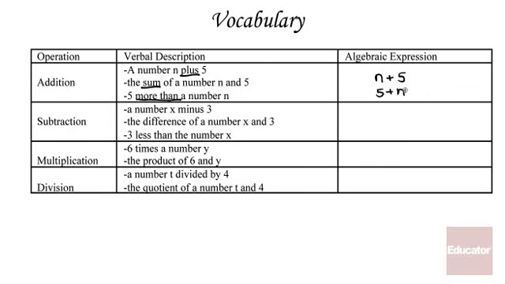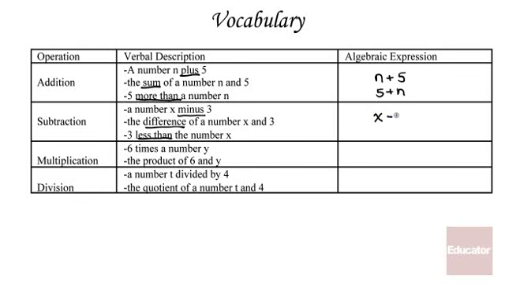A number x minus 3. So here the keyword is minus. The difference of a number x and 3, the keyword is difference. And 3 less than the number x, less than. Notice once again, like before in addition, less than is not an inequality. Less than here is talking about subtraction. Unlike in addition, the order for subtraction does matter. So we need to write this in the correct order.